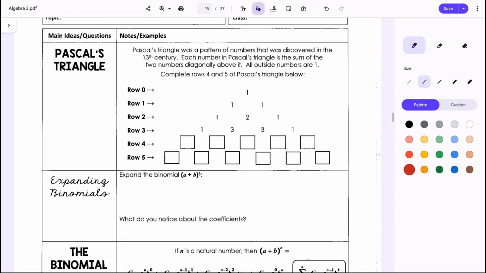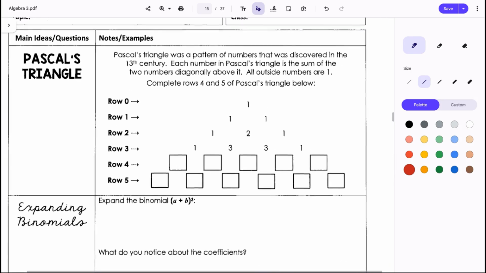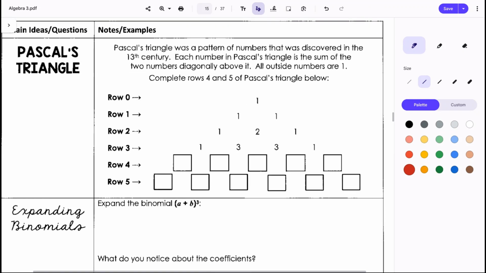So in your notes here, this shows you what Pascal's triangle looks like, and we're going to fill it out. But basically, Pascal's triangle is a pattern of numbers. Like it says up here, it was discovered in the 13th century, so a long time ago. Each number in the triangle is the sum of the two numbers diagonally above it. All the outside numbers on Pascal's triangle are always ones.